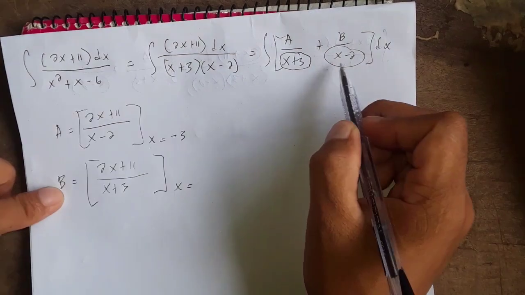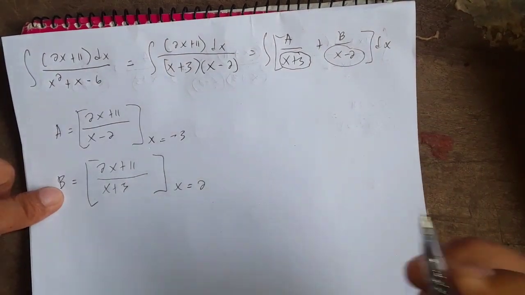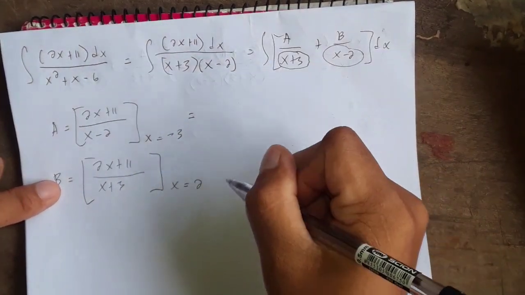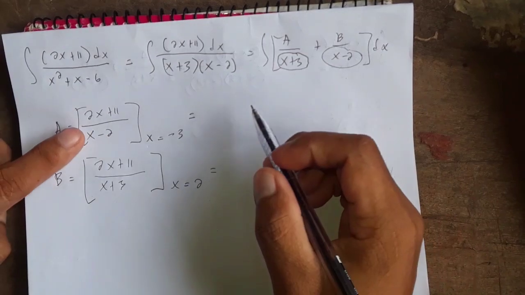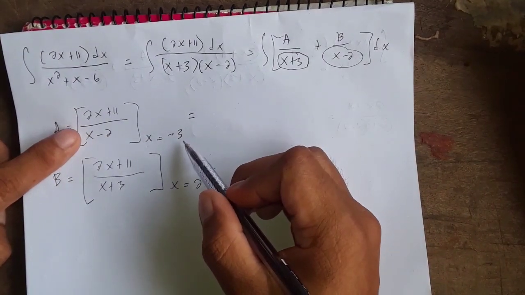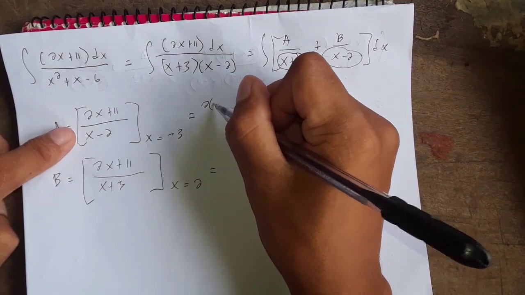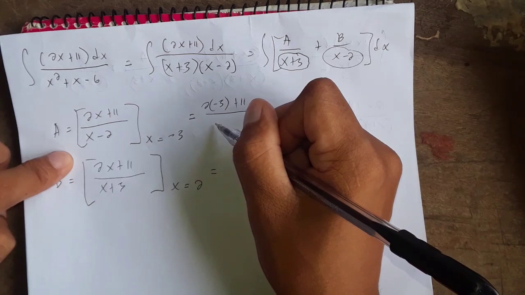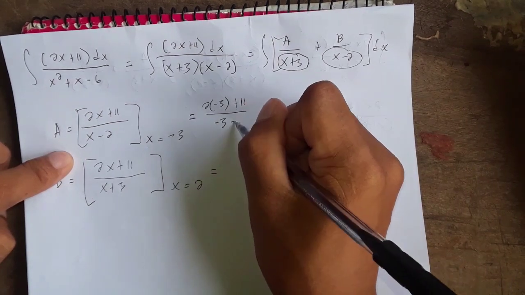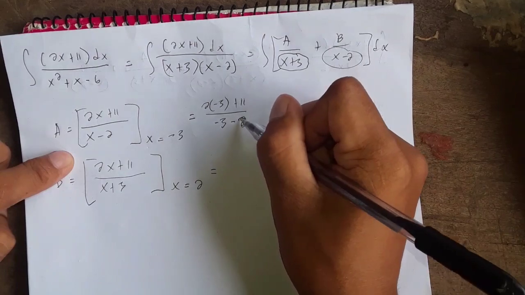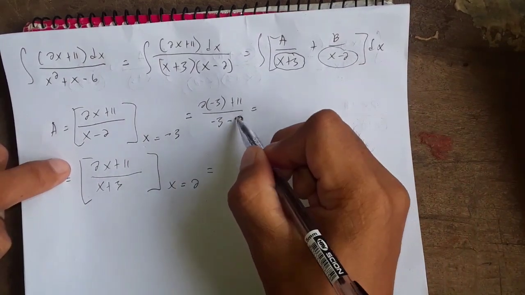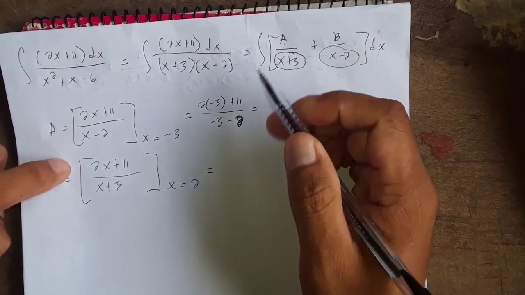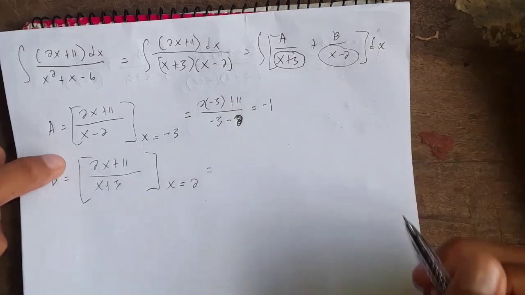Then from these factors we let our x as 2. So therefore we can easily find our a and our b. So our a here is equal to 2 times negative 3 plus 11 over negative 3 minus 2, which is, we have here 5 in the numerator and negative 5 in the denominator, so we have negative 1.